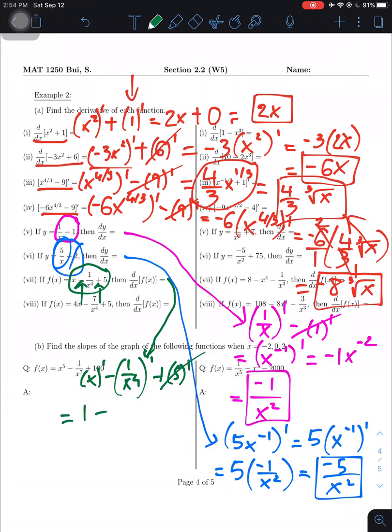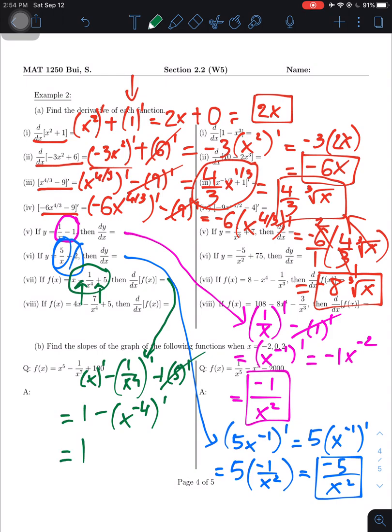The derivative of 1 divided by x to the 4th power, we don't know what that is because, again, it doesn't look like the form of x to the something. That's why we're going to have to rewrite it as x to the negative 4. Okay, and then we're going to take the derivative of that. And then 1 is just 1.